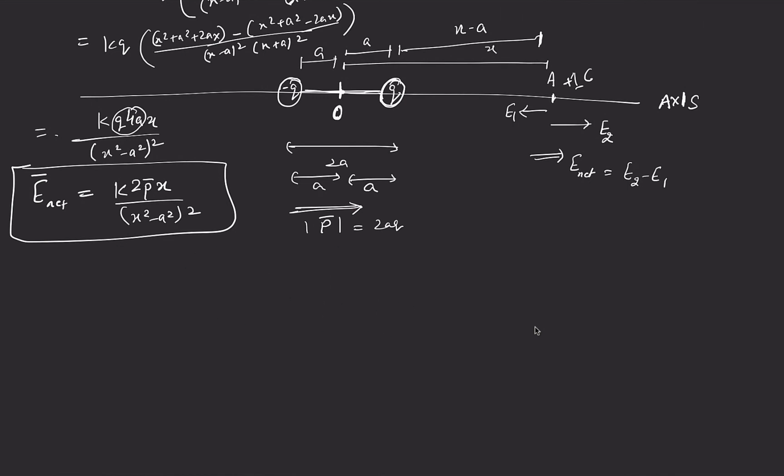So one thing to note is when x is very large compared to a, we can ignore a in the denominator, then this E becomes k times 2p by x cube, which is equal to 2p upon 4 pi epsilon naught x cube.